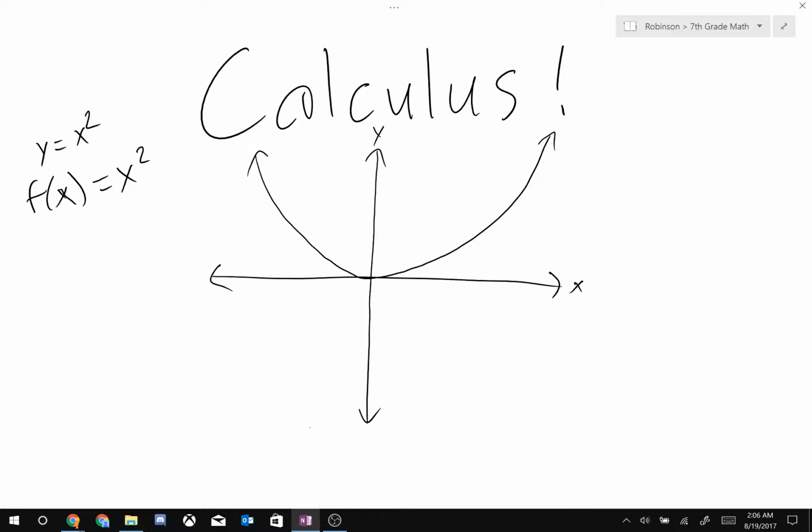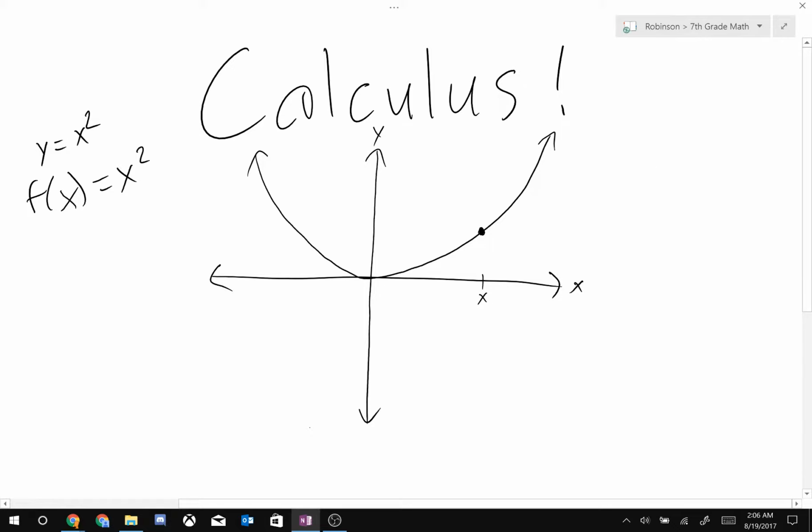When we have a function or a curve, if we take the derivative of that at a specific point, say this one right here, if we take the derivative and plug in that point's x value, it is going to give us the slope at that one singular point.